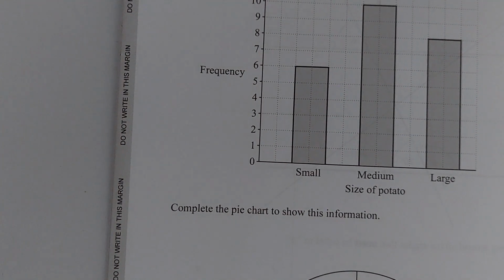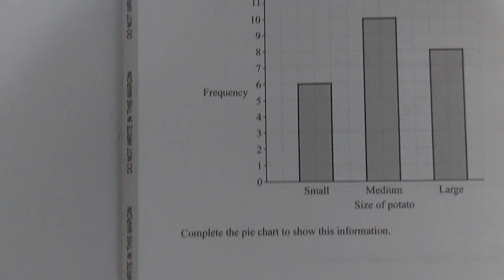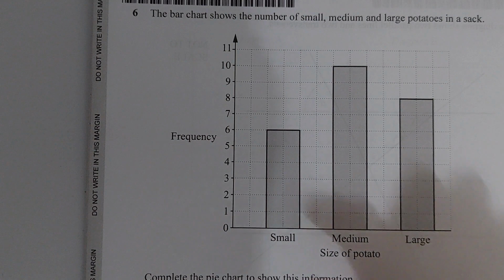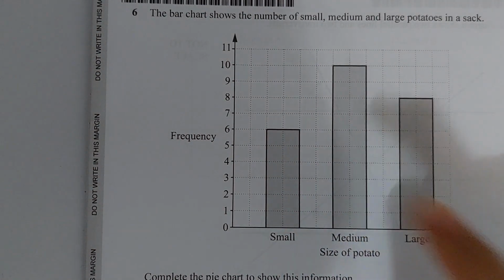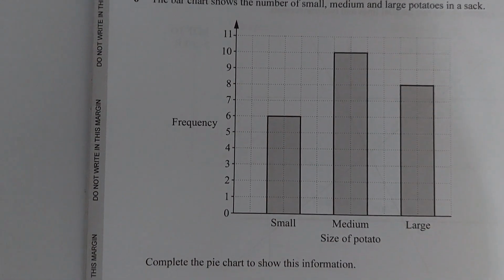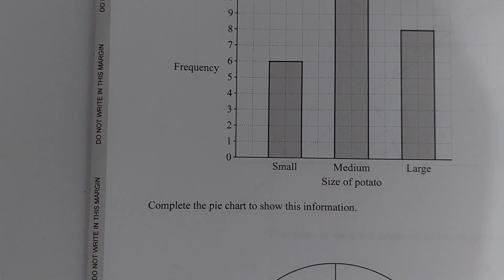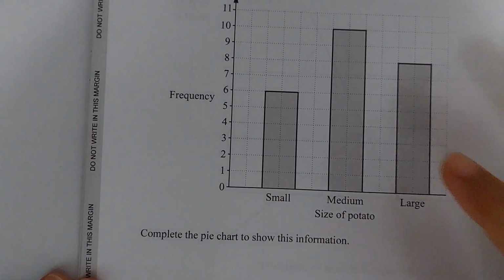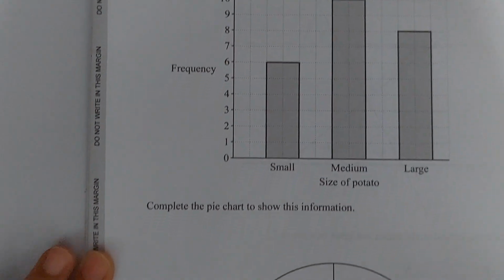We go to the next one, number 6. I think this one is about drawing again. Look on the questions. I will show it to you. Number 6, the bar chart. This one is the bar chart. Shows the number of small, medium, and large potatoes in a sack, right? And then after that, it says, complete the pie chart to show this information. So we will convert the bar chart over here into a pie chart.